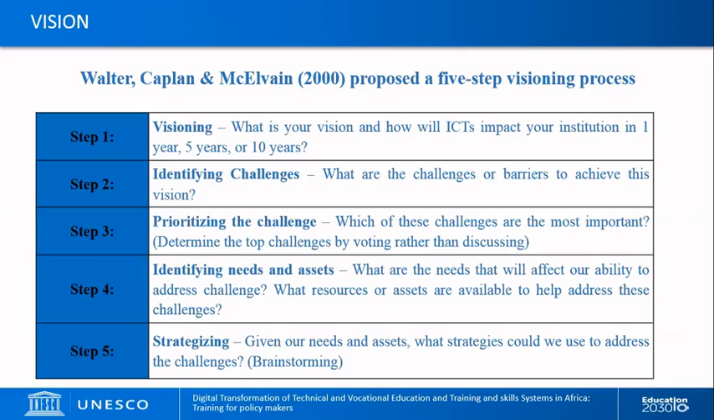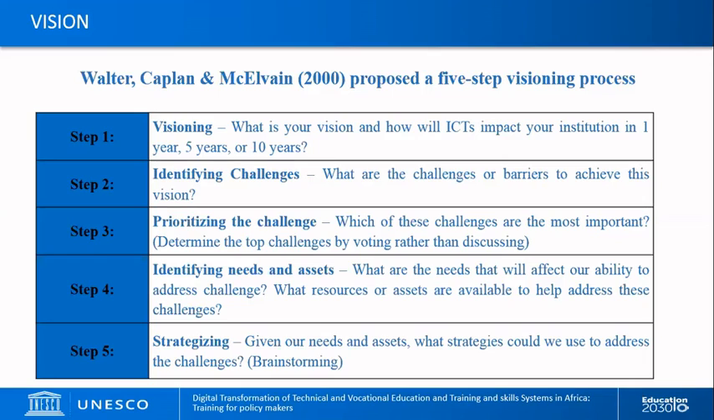Now, Walter et al. proposed a 5-step visioning process. The process begins with step one, visioning. You need to make a statement of your vision and how ICT will impact your institution in 1 year, 5 years, or 10 years, meaning short term, medium term, and long term. Then you need to identify challenges. What are the challenges or barriers to achieve this vision? Step three, you need to prioritize these challenges. Which of these challenges are the most important? Determine the top challenge by voting rather than discussing.